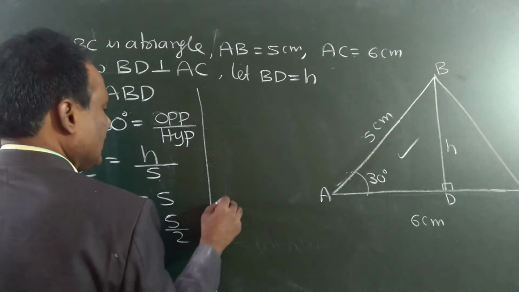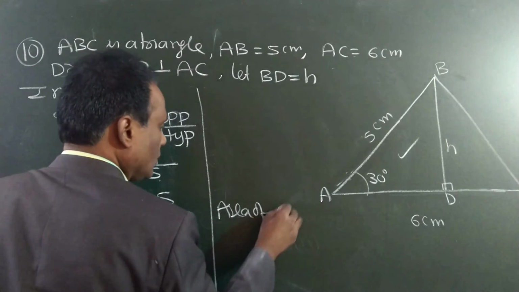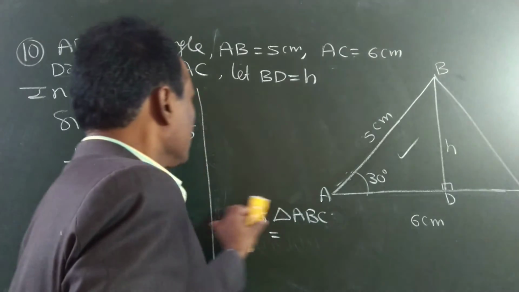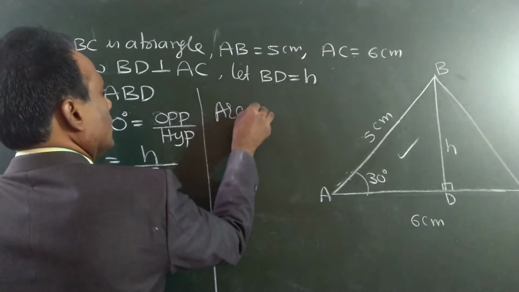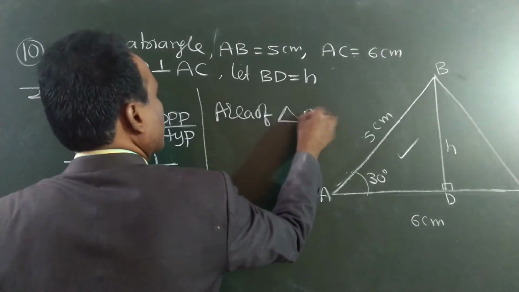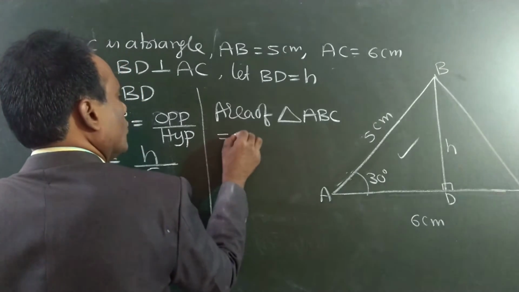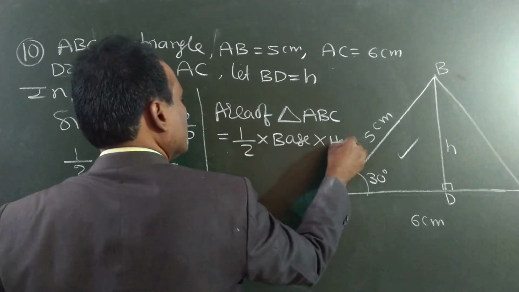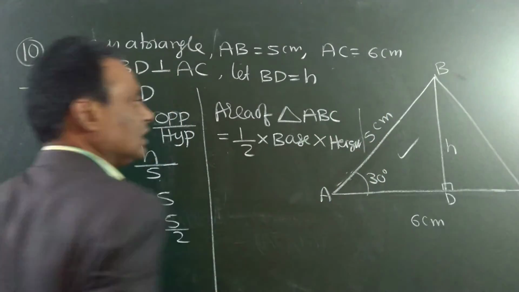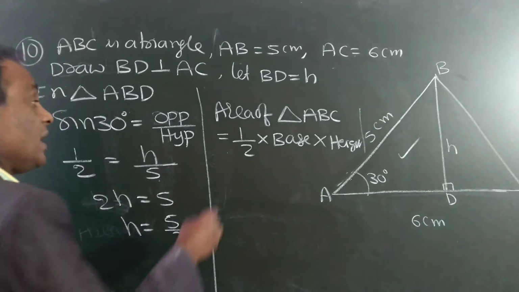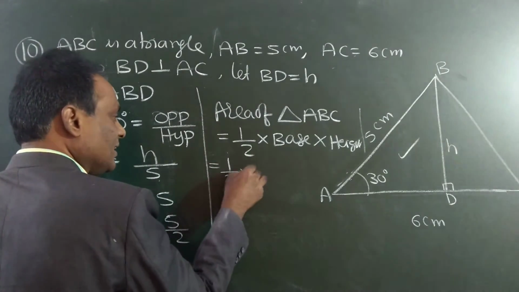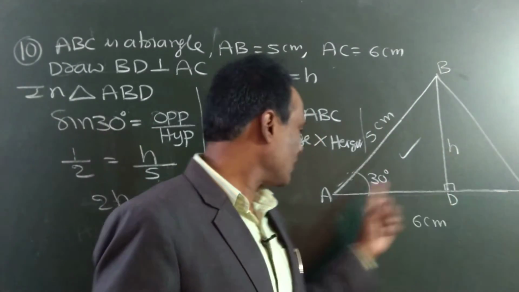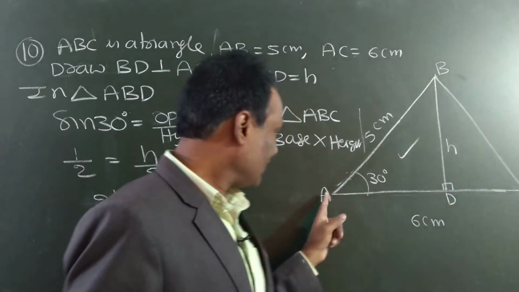See here, the area of the triangle. I will write here, the area of our given triangle ABC is equal to, what is the area of triangle formula? Half base into height. Half. In this figure, what is the base? What is the base? AC. From here to here.